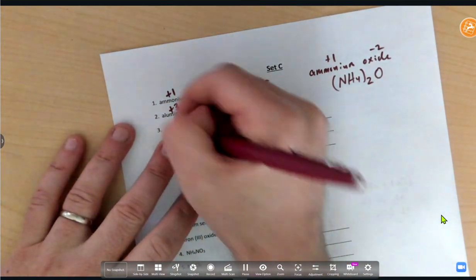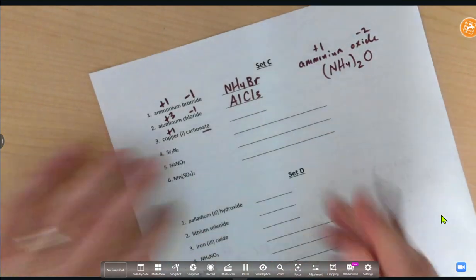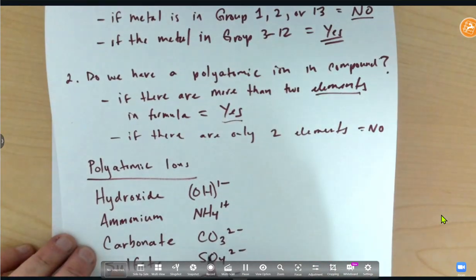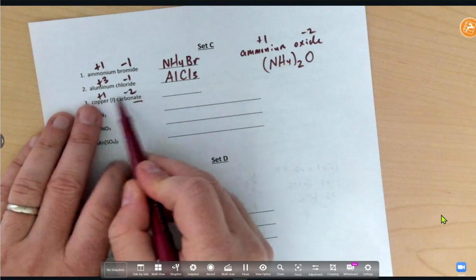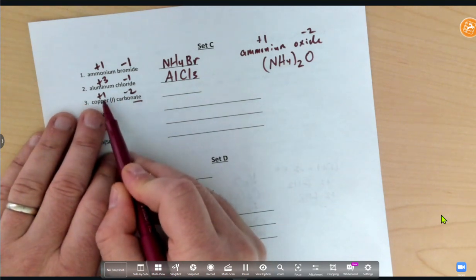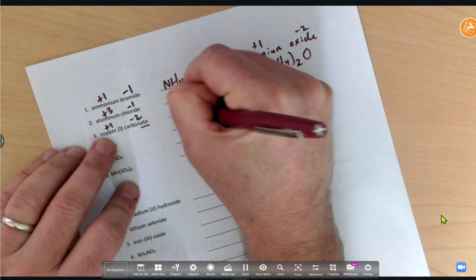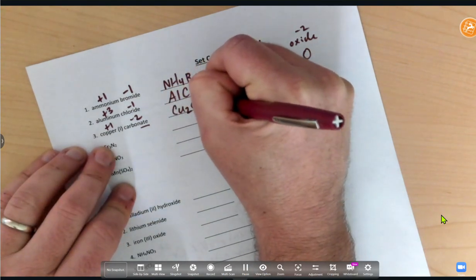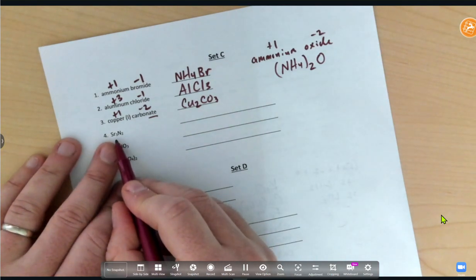All right, so copper 1 means copper here is +1. Carbonate ends in -ate. Once you realize there's a polyatomic ion, you just have to look at what the formula and charge of carbonate is. The formula is CO3, and the charge is -2. So I got to make the charges equal. That means I need 2 of those copper to equal the charge of carbonate. So it'll be Cu2CO3.